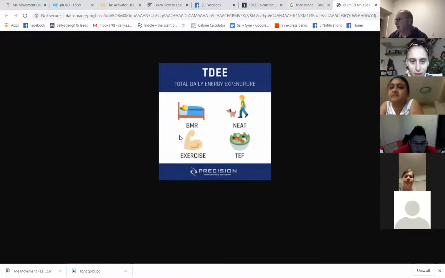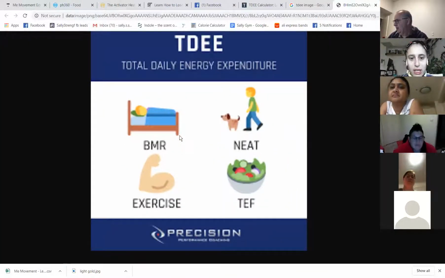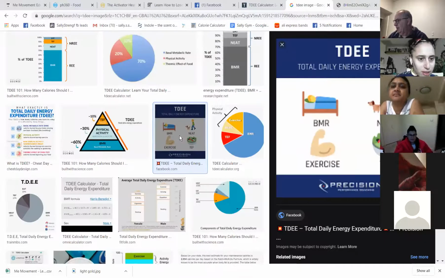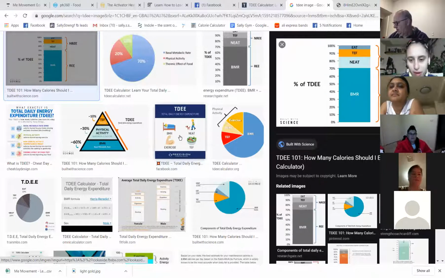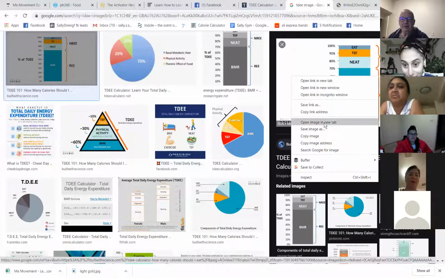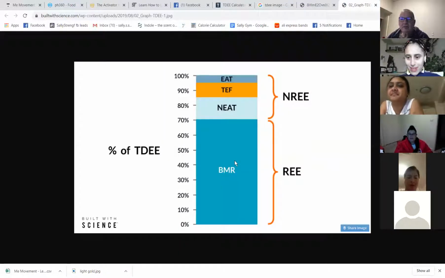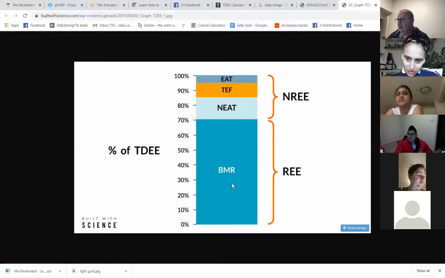Okay, oh, that's tiny. So, total daily energy expenditure includes things like basal metabolic rate. What does that mean? Does anyone know? Basal metabolic rate. Is that like you're resting? Yeah, it's basically you sleeping. It's the energy required for your organs to function.